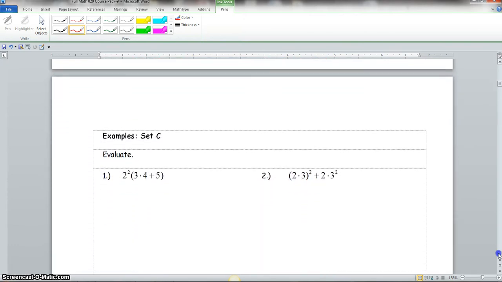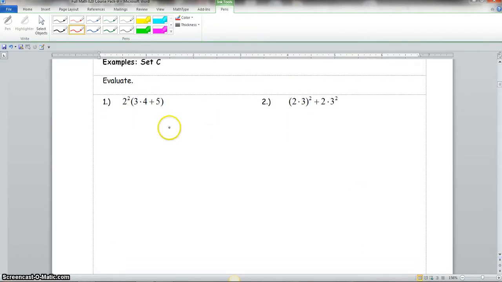to example set C. Now we look here at number 1. We have an exponent, we have a parenthesis, we have multiplication and addition. Now we know according to the order of operations, we do the parentheses first. So we go inside the parentheses, and we look here, we have multiplication and addition. So we know we would do the multiplication first. So we have 2 squared, 3 times 4 is 12, plus 5. Now inside this parenthesis, we're not done, so we will add 12 plus 5 is 17.